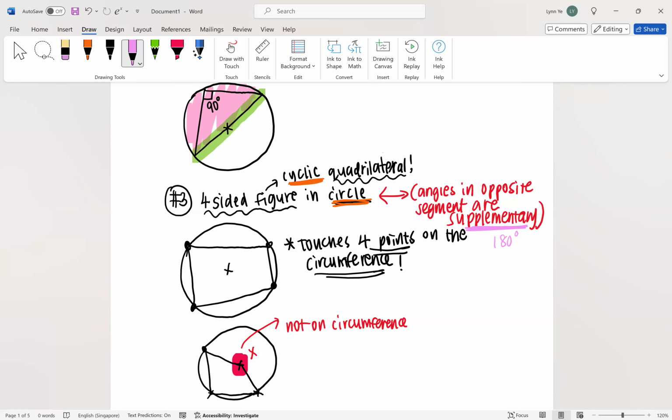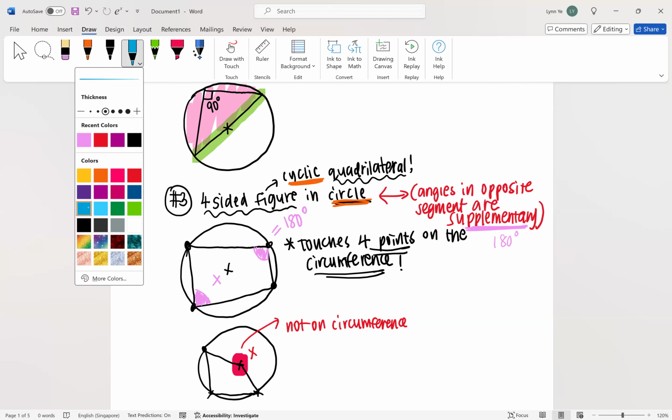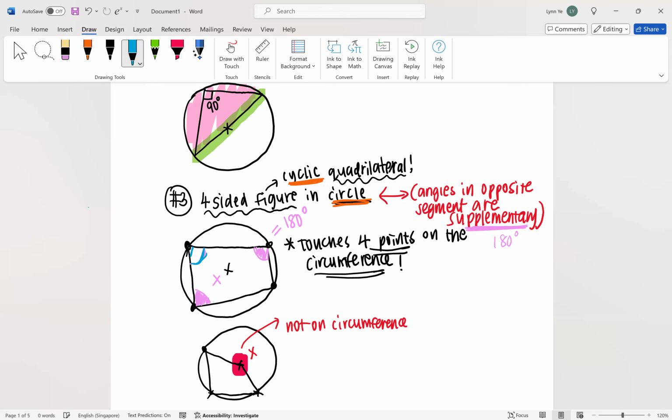So opposite means this one plus this one here will give me how much? 180 degrees. And this one right here in blue plus this one right here in blue will give me 180 degrees. Do you understand now? I'll give you guys some time to copy.